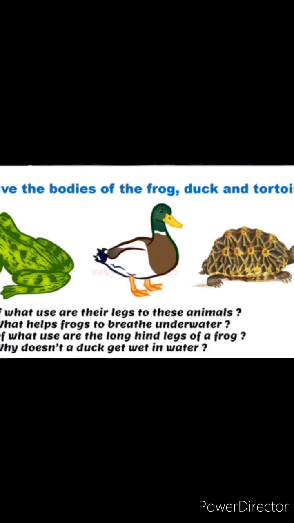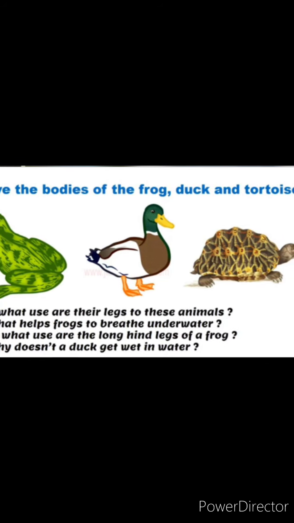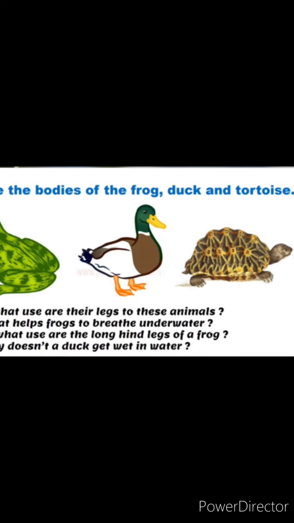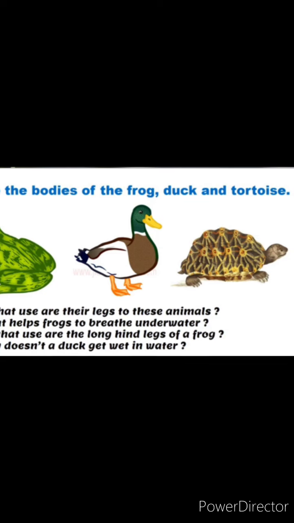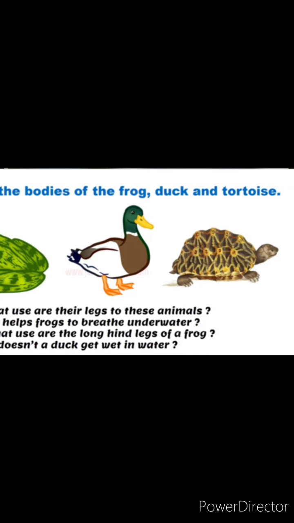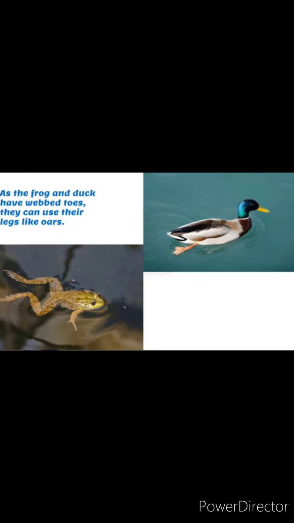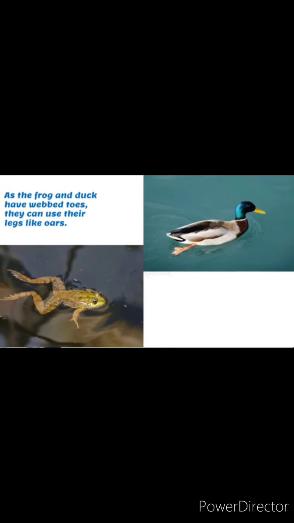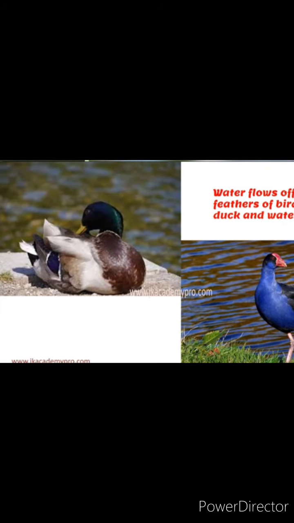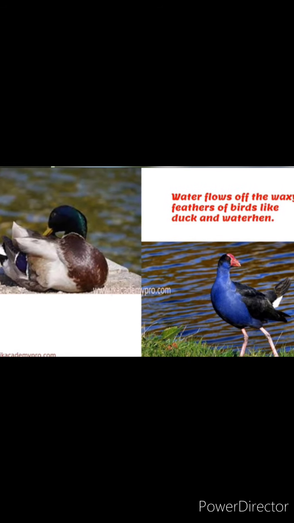Why doesn't a duck get wet in the water? Because water flows off the waxy layer, meaning feathers are there and they have wax. So because of waxy feathers, the duck does not get wet. As the frog and duck have webbed toes, they can use their legs like oars. Water flows off the waxy feathers of birds like the duck and water hen.